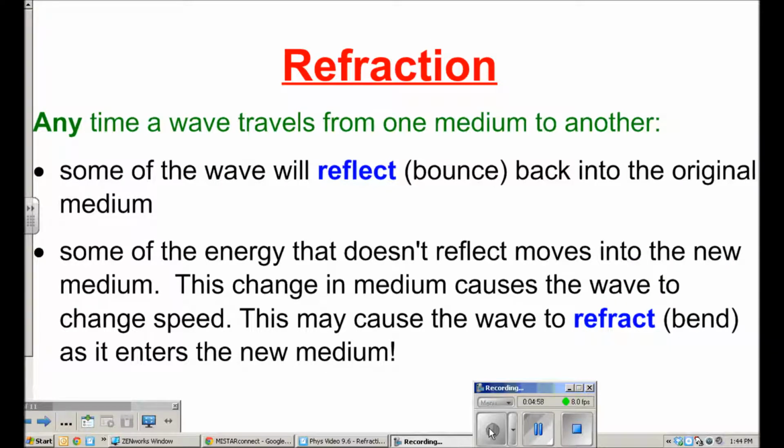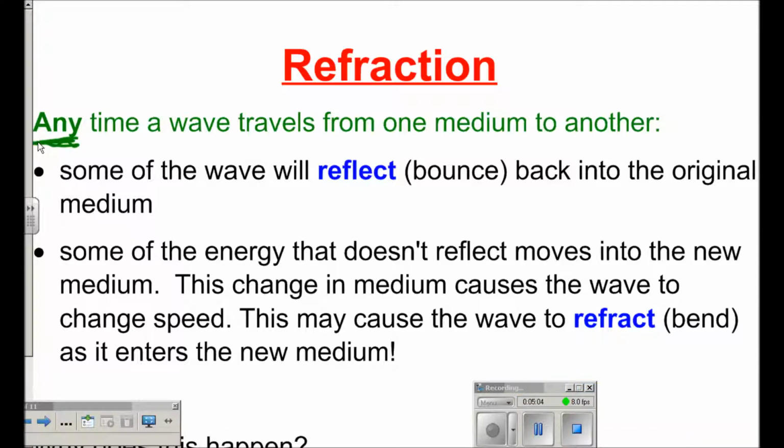All right, so on with refraction. Anytime a wave travels from one medium to another, a couple things happen. First of all, some of the wave will reflect, in other words, bounce back into the original medium. And then some of the energy that doesn't reflect will move into the new medium.